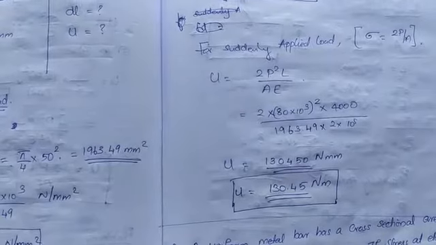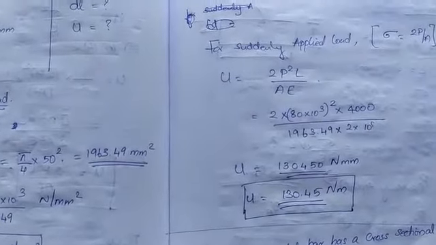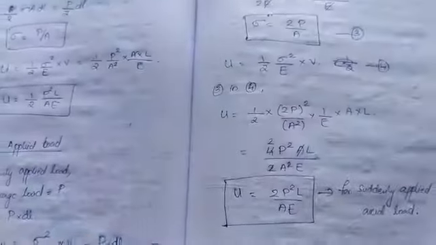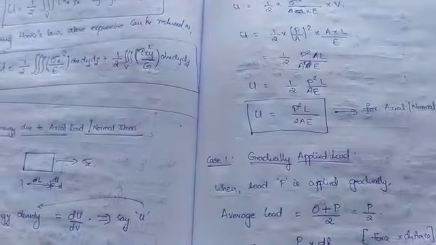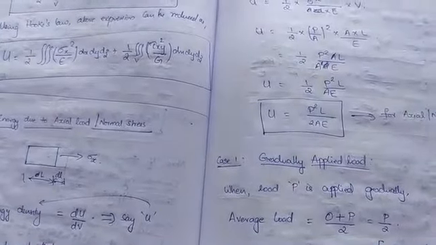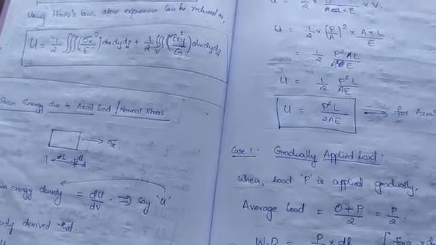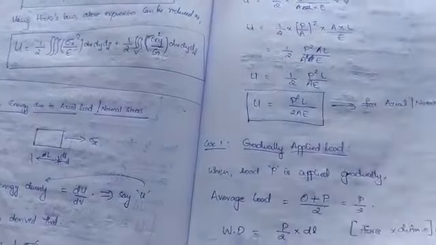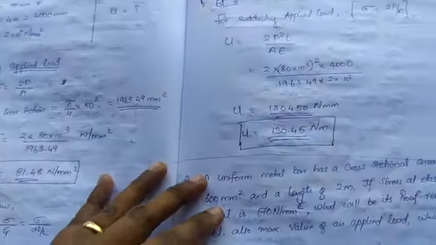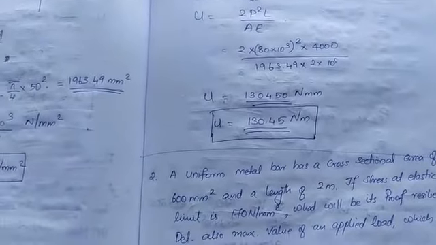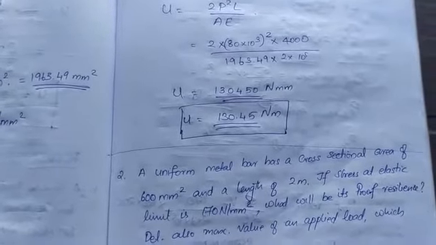Today we will continue with the strain energy problems. In the last class we were discussing the strain energy for suddenly and gradually applied load, which is due to axial load or normal stress. For that we derived the equation and we have done a couple of problems. Now again we'll go for another question.